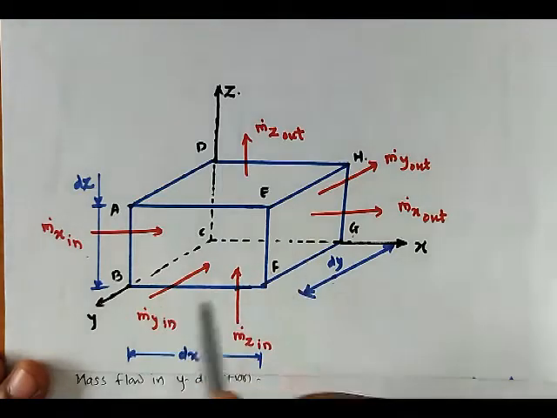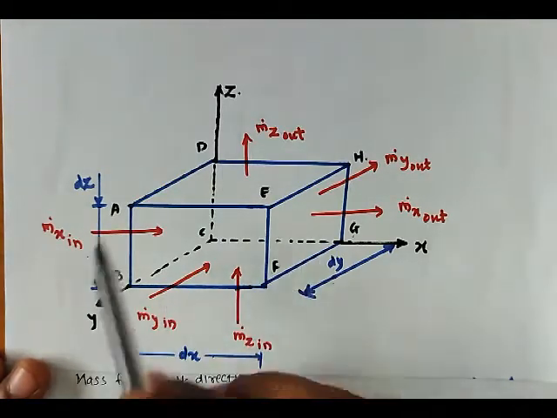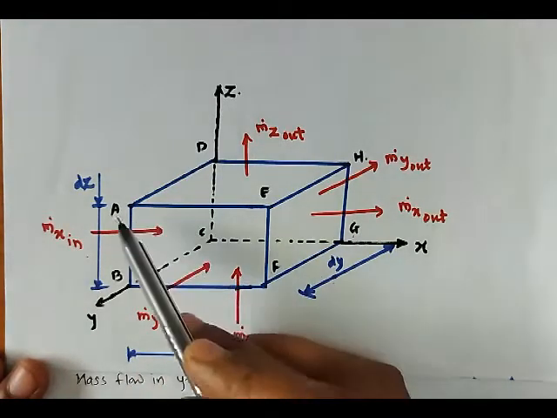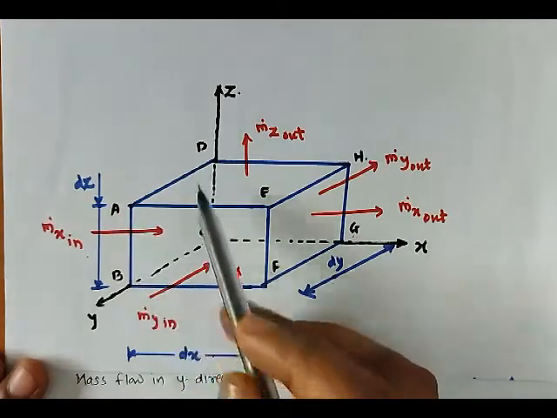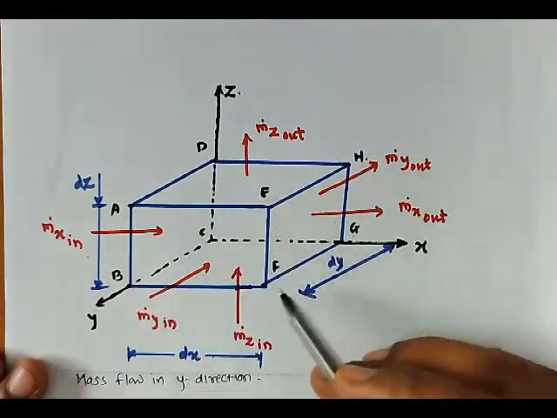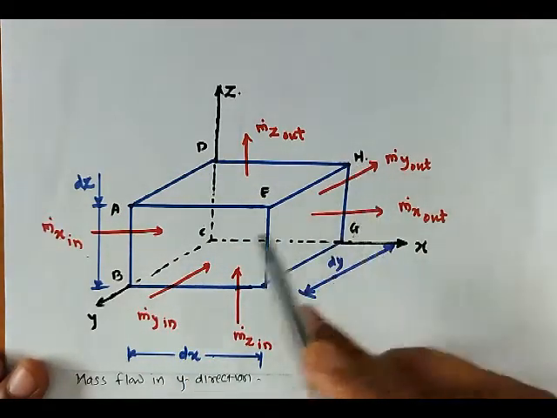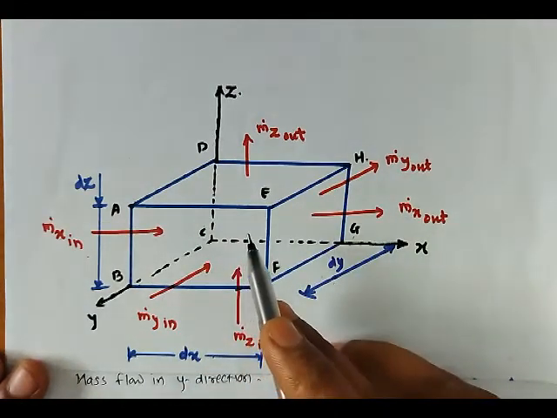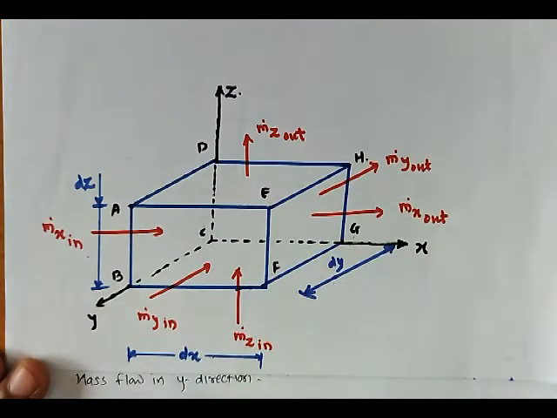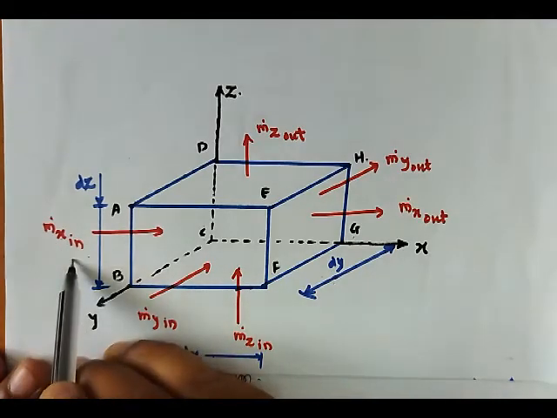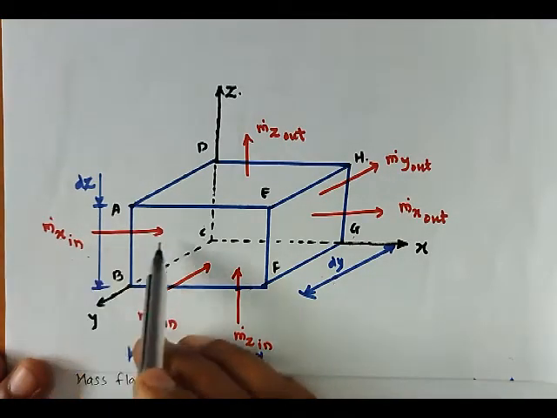Okay, so to find out the continuity equation, we have just named this parallelepiped element with the faces A, B, C, D, and E, F, G, H. So we have pointed out here the corners of this parallelepiped element. Now if you see here, in the X direction, mass flow rate in is available.